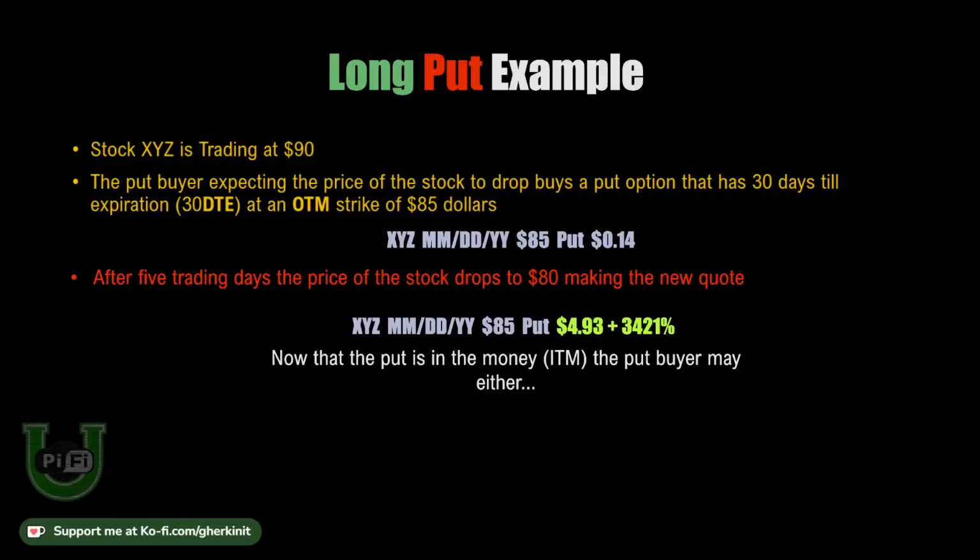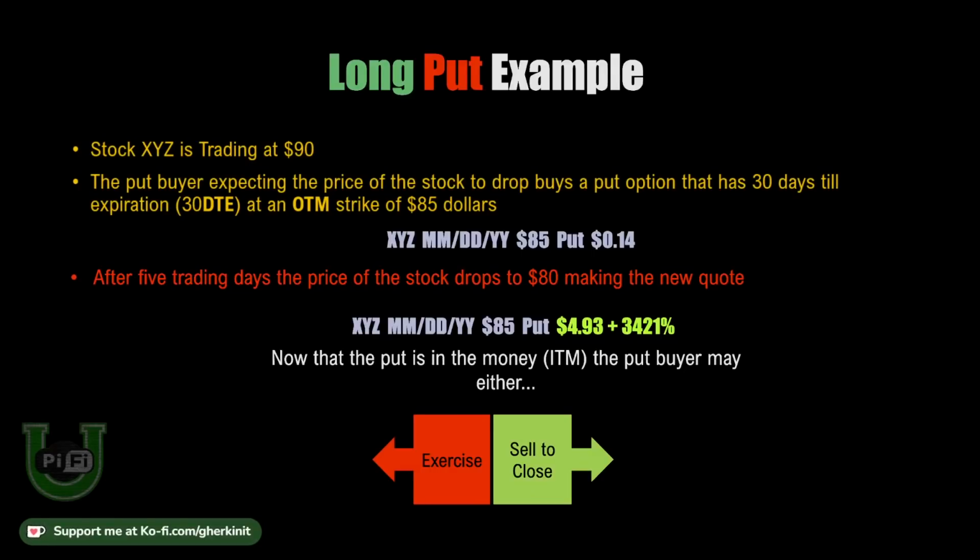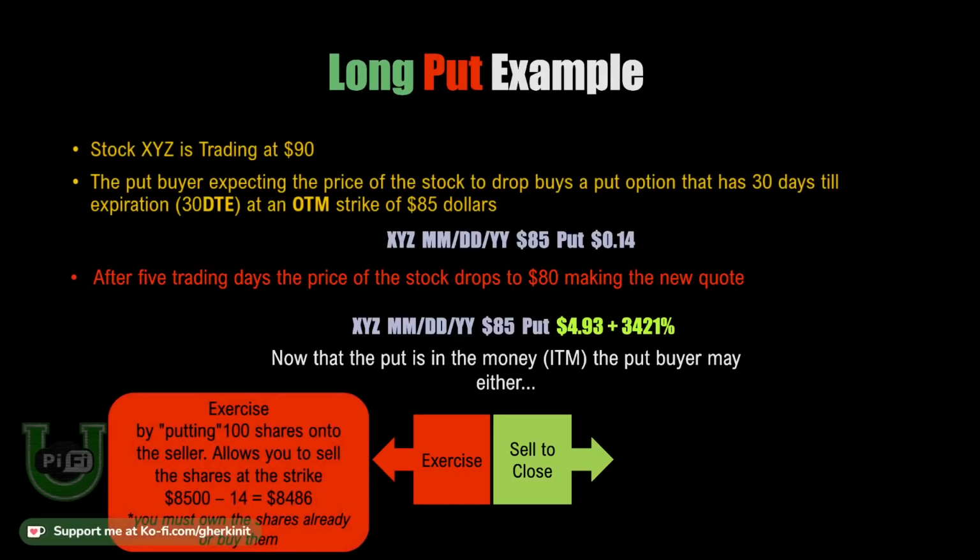Now that the put is in the money, the put buyer may either exercise or sell to close, take profits from their contract. If they choose to exercise by putting 100 shares on the seller, that allows them to sell 100 shares at the strike of $85, minus their initial $14 premium, for a total of $8,486. Now with a put, they already need to own those shares, or they need to purchase them at the current market price of $80 a share.